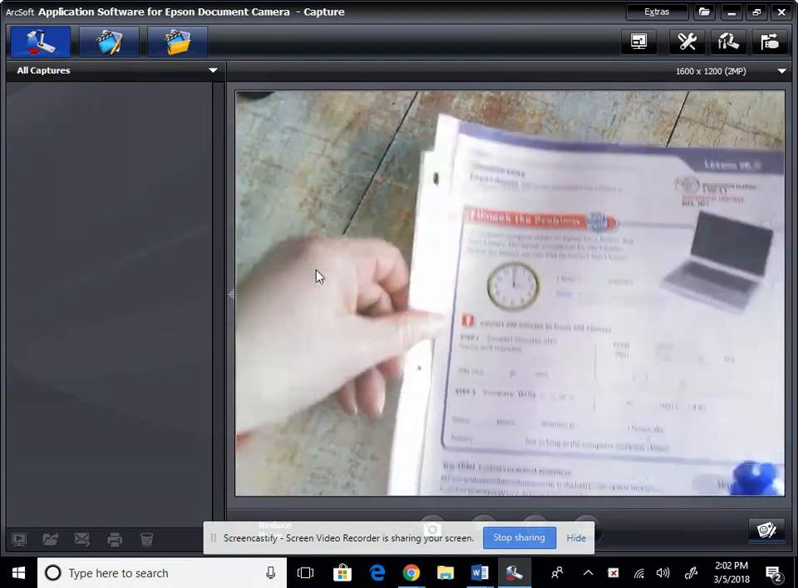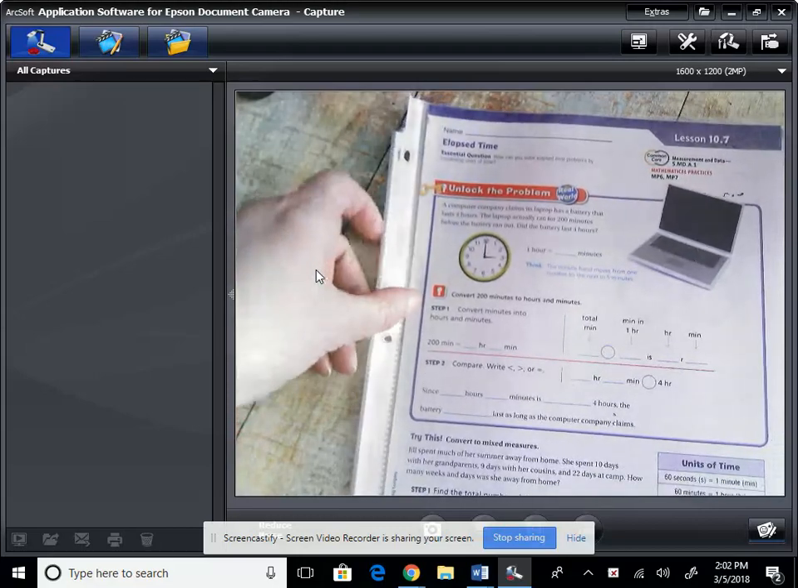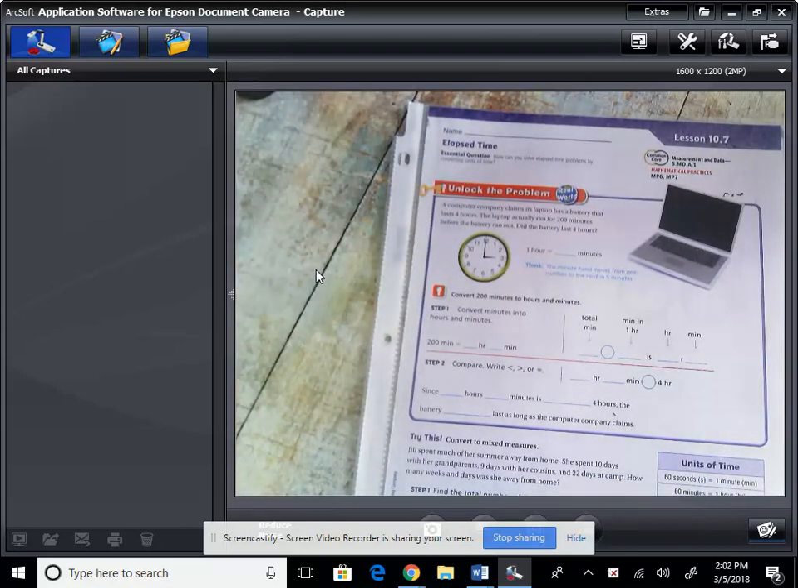Elapsed time. A computer company claims its laptop has a battery that lasts 4 hours. The laptop actually runs 200 minutes before the battery runs out. Did the battery last 4 hours?